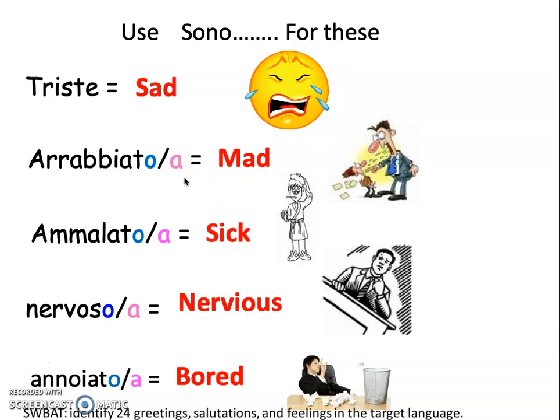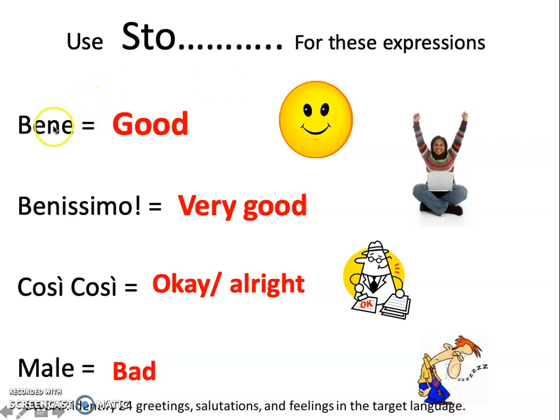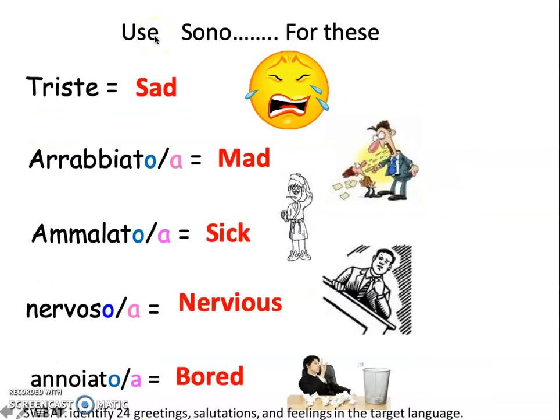Okay, now sono and sto both are used when you talk about yourself, I. Let's say we would like to talk about someone else. On your vocab sheet, you have this chart. There's nothing to write down, but just go through the chart and see here. Here I have io sto, which is I am. If you want to say he is, you would say lui sta. If you would like to say we are, you would say noi stiamo. You all are, voi state. Okay, so again, back to here, I could say lui sta bene. He is good, instead of saying sto. Okay, so that's what those charts are.